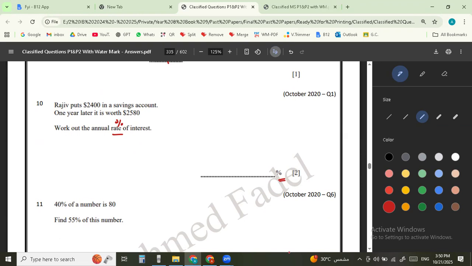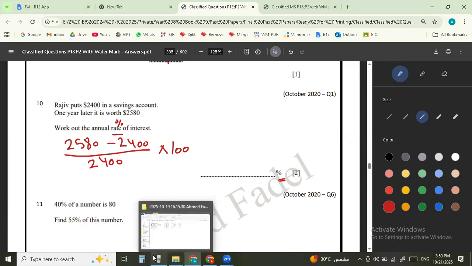We just find the difference between both of them, the absolute change. What is the change that happened? The change that happened is 2,580 minus 2,400. Then you divide it by the old value, which is 2,400. Then you multiply by what? 100, because they want percentage. So the difference of both of them, which is 180, divided by 2,400, multiplied by 100. Let's do it.